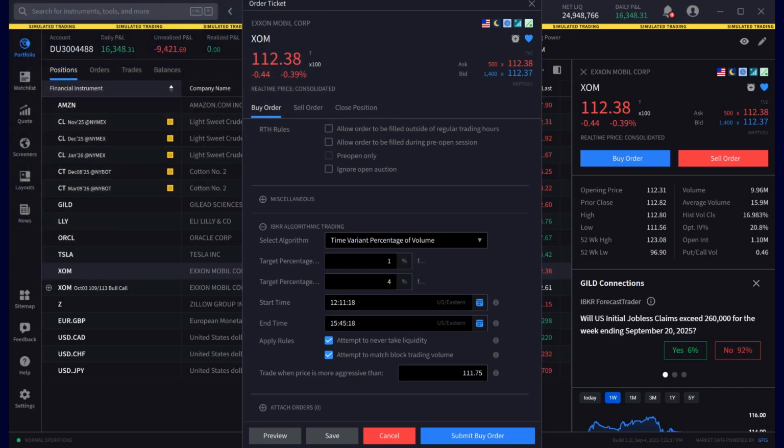Once they make their selection, the investor can either preview the order or click Submit.